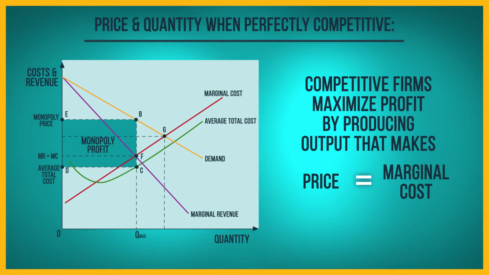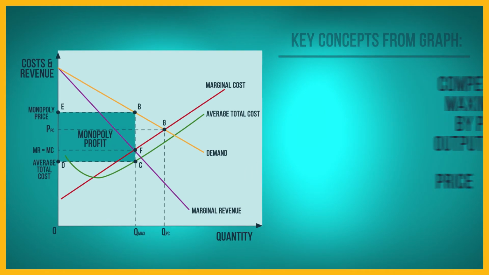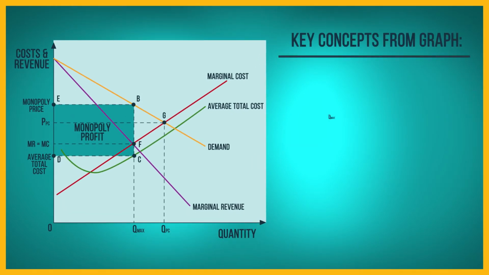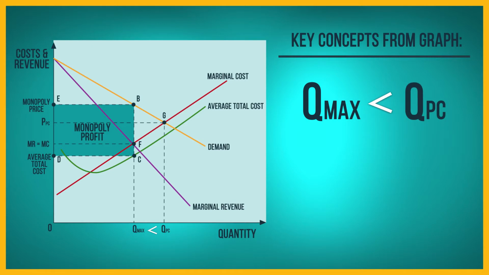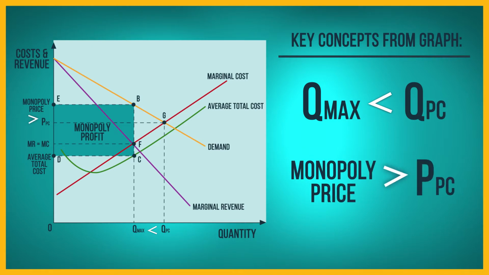This means that when the industry is competitive and all firms maximize profit, the industry produces QPC because price equals marginal cost when the industry produces QPC, and the market price, PPC, equals marginal cost when the industry produces QPC. The graph reveals that the monopoly output, Qmax, is less than QPC, the output produced in the competitive industry, and that the monopoly price is greater than PPC, the market price in the competitive industry.